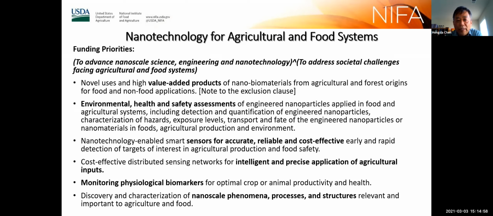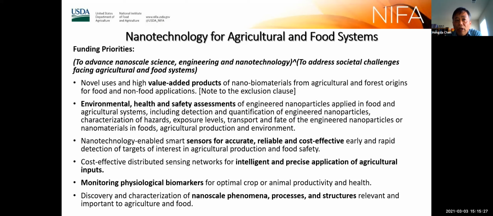The several emphasis areas as listed here are 6 of them. The first one is to look at the value-added product. These are based on nanobiomaterials that you can derive from agriculture and forest materials. And the application could be food or non-food application. If you read the RFA carefully, you notice there's an exclusion for this priority.